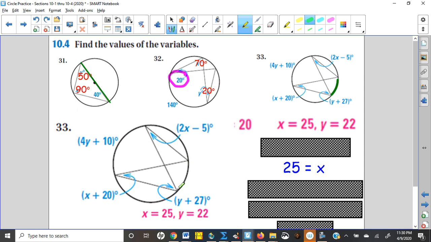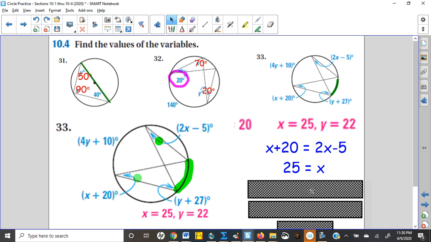If this green arc right here is the intercepted arc by both of these angles, they have to be congruent to each other. So set them equal, and it's a pretty easy solve once you do.